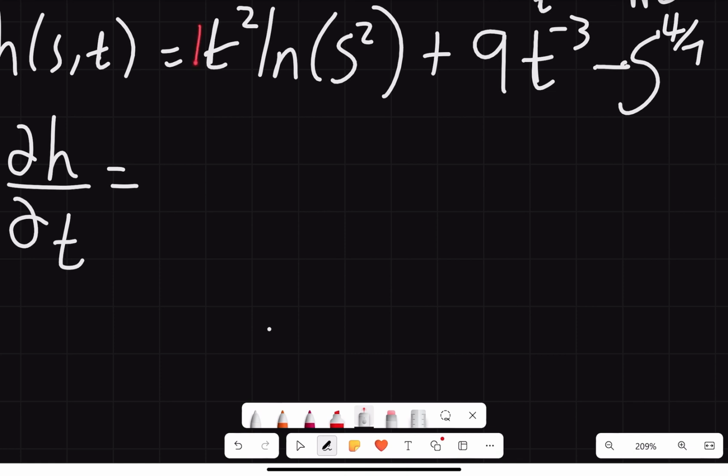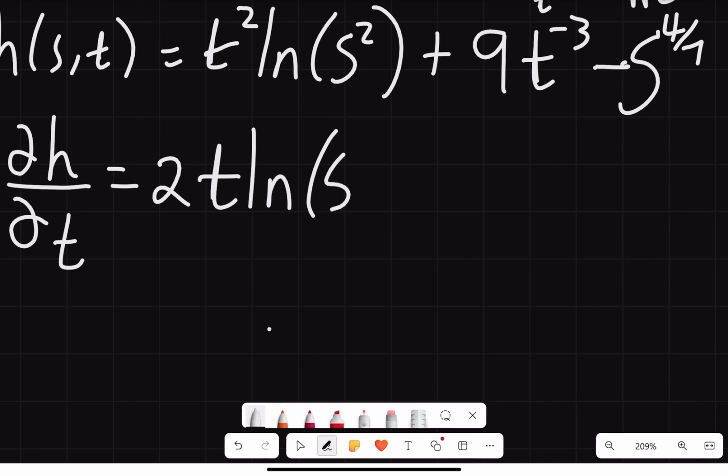So here I have 1 times 2, which is 2. And then it's going to be t to the power 1. Remember, when you differentiate the exponent, it's always 1 less. Then ln s squared acts as a constant. And then we have positive 9 times negative 3, that is negative 27. t, it's always 1 short, so we minus 1. So minus 3 minus 1, it's minus 4. And the last part, as I said, we're not going to differentiate. It becomes 0 because it doesn't have what? It doesn't have the variable of differentiation.